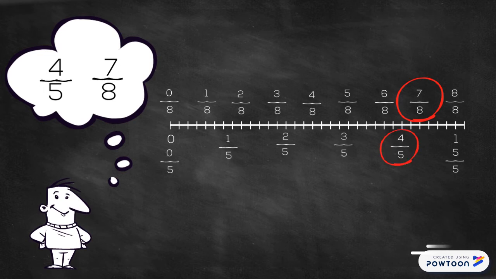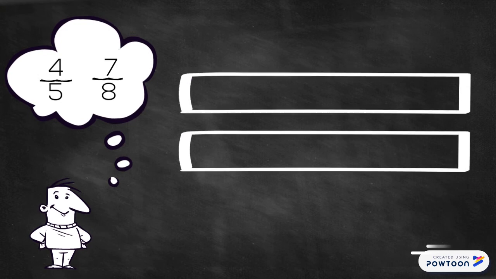Under the number line, we have divided our same whole into fifths. You can see that 4/5 is also very close to 1. However, when we look at our fractions, we can see that 7/8 is closer to 1 than 4/5 is, therefore making it bigger. We can also compare these using our rectangles.